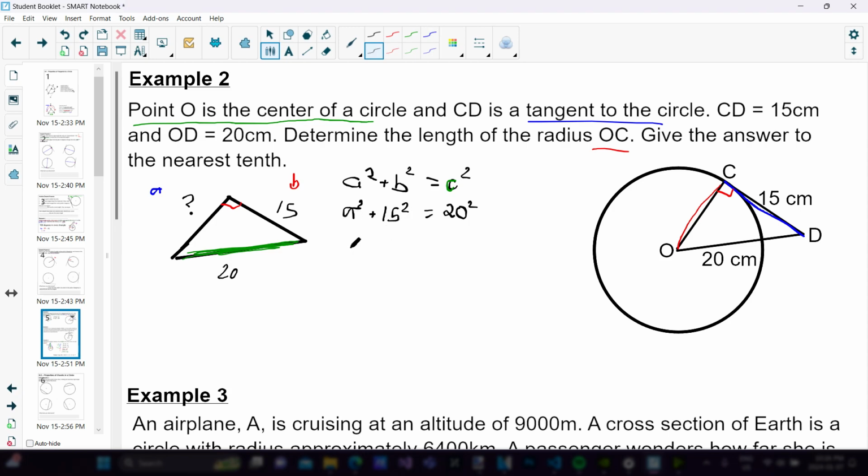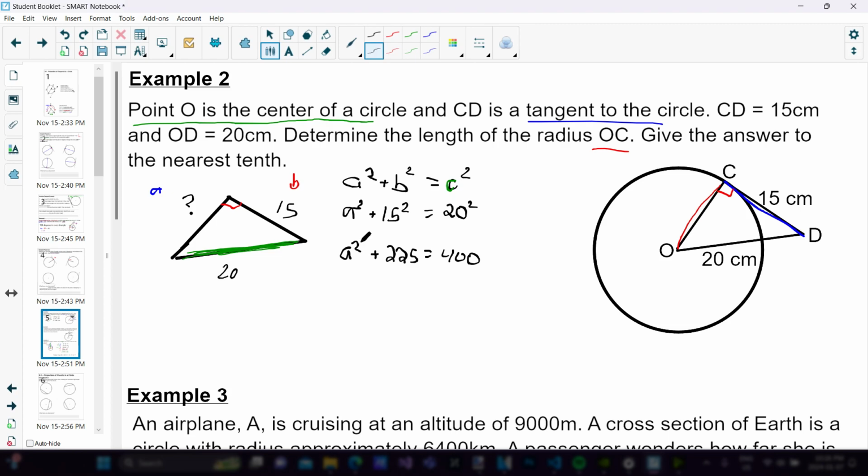Okay, what can I solve here? Well, A squared I'm just going to leave because I don't know it. 15 squared, I can punch that into my calculator. I get 225. 20 squared, I can punch that into my calculator. I get 400.